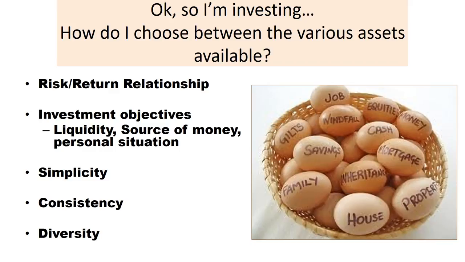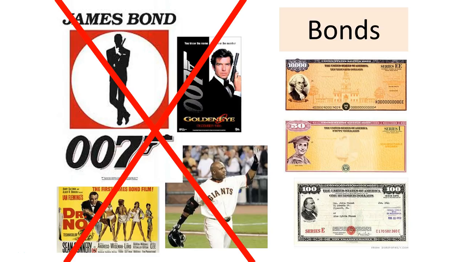The next one is consistency. Are you in a situation where you need an investment that's going to pay you off a little bit every month? Or is it something where you can just sock away money and not have to worry about it? And the last one, the big one, is diversity. You want to make sure that you're investing in a variety of different things, just in case something doesn't work out the way you want, something else may be able to make up the difference for you.